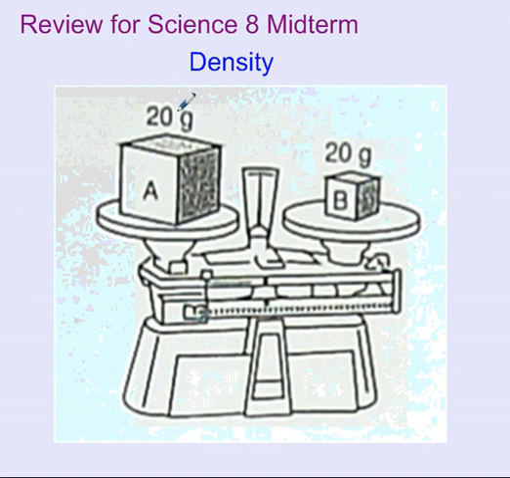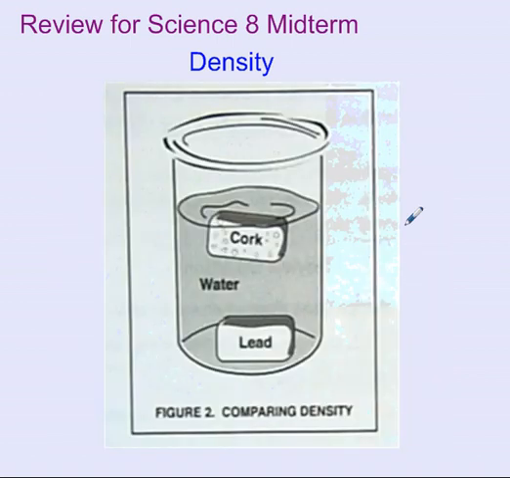These two objects are the same mass. They're both 20 grams, but we can see A is much bigger. It must be less dense. The material is not as well packed as it is in B, where there's more matter in a smaller space. B would be more dense than A. Their mass is equal. B's volume is much smaller.